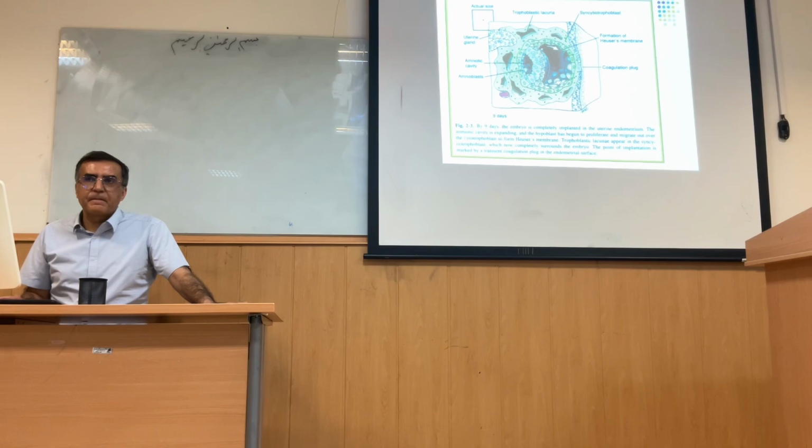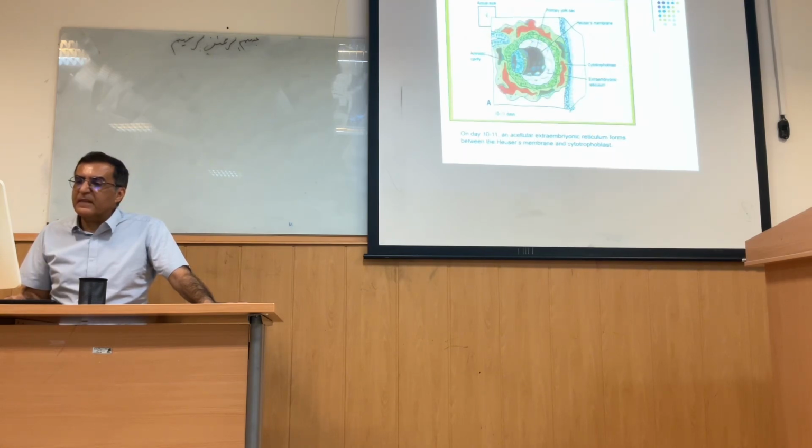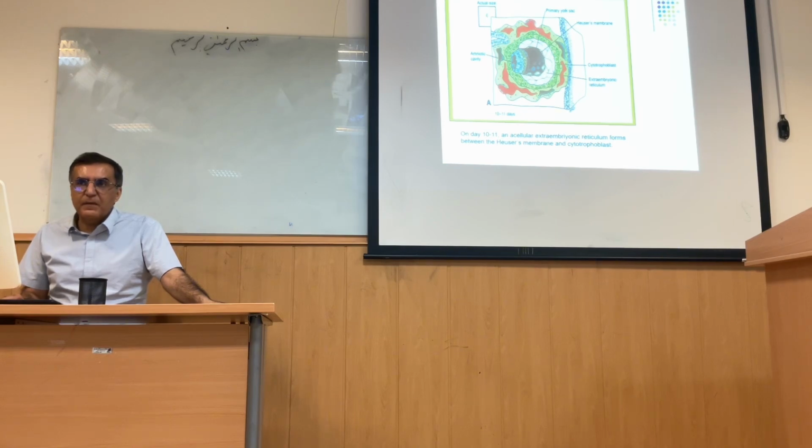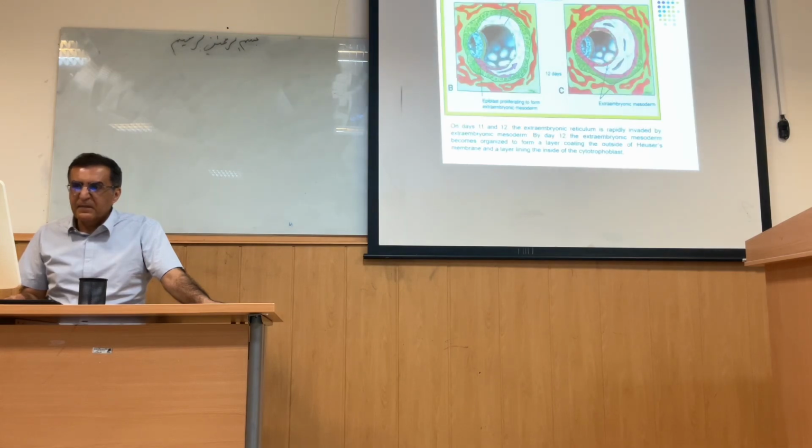So the Heuser membrane is formed by the hypoblast, right? Yes. You can see here, the red colors. In the 10 and 11 days, you can see the extraembryonic mesoderm. Here, the extraembryonic reticulum, no problems. And uteroplacental circulation, look at the communication between the blood capillary of the mother with the lacuna. The lacuna is filled by the blood from the mother. You remember uteroplacental circulation and formation of extraembryonic mesoderm.